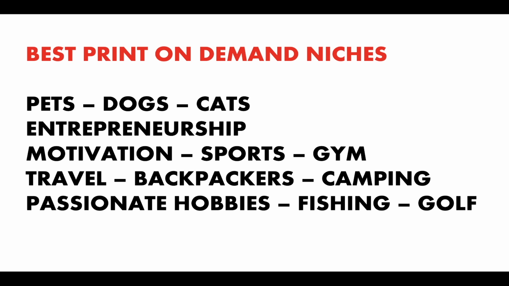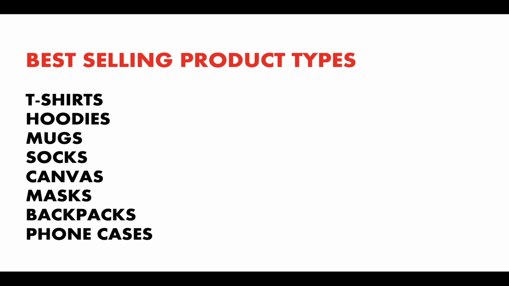So another great niche on the list is the passionate hobbies niche, and this is basically saying things like fishing is a hobby that people are very passionate about, which means they're willing to spend money on it. Golf is another one, and again, you guys can just use this as brainstorming, but these are the main ones at this current time. So guys, let's move on to the best selling product types in print on demand.